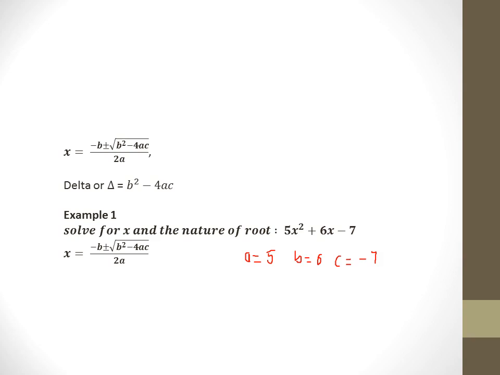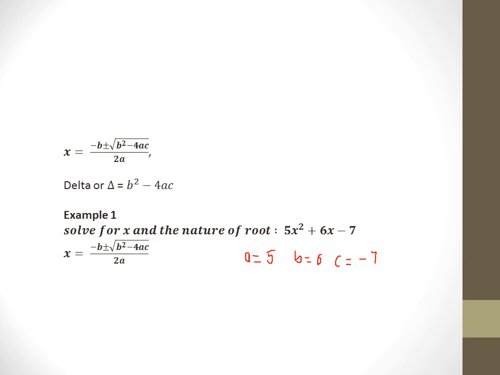First, we write down our quadratic formula as you see it there. So if we have 5x to the power 2 plus 6x minus 7, we have to find the value of a, the value of b, and the value of c. The value of a is the coefficient of x squared, which is 5. The value of b is the coefficient of x, which is 6. And the value of c is negative 7.